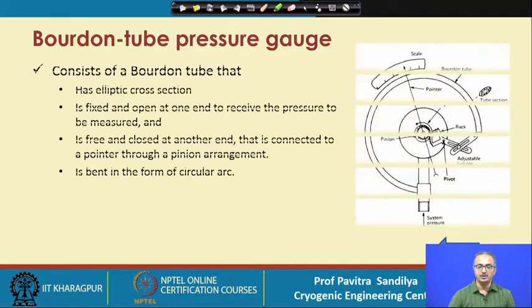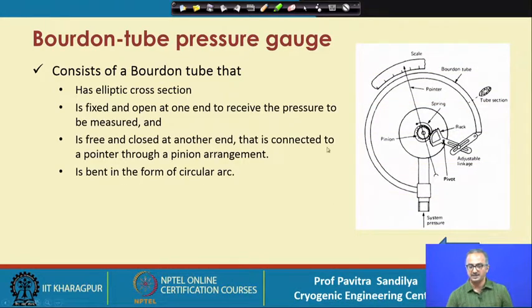In this Bourdon tube, as we see in this particular figure, we have a particular tube. This tube has an elliptical cross section and is fixed at one end, and from this fixed end it receives the pressure signal. The other end is free to move and it is closed. So one end is open and fixed, and the other end is free and closed.